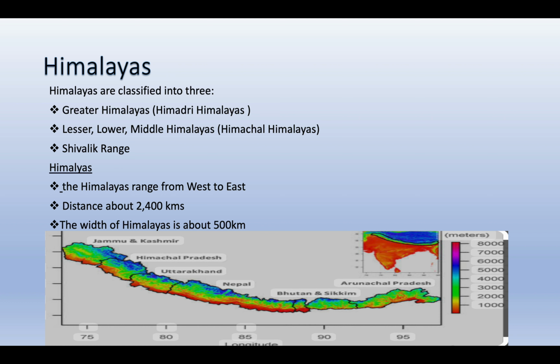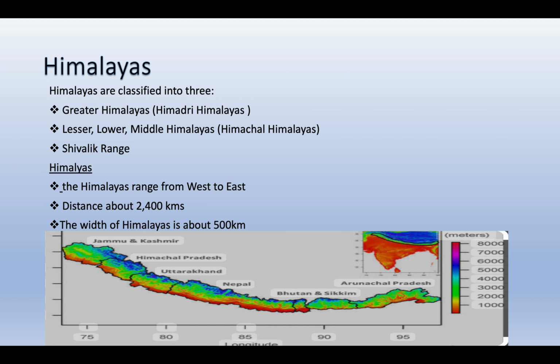First, India was in the place of Gondwanaland, and slowly after 200 billion years, the Indian plate moved towards the Eurasian plate. When the Eurasian plate was touched by the Indian plate, the Himalayas were formed. Now, the Himalayas are classified into three. The first one is the Greater Himalayas, the second is the Lesser, Lower, Middle Himachal Himalayas, and the third is the Shivalik Range.